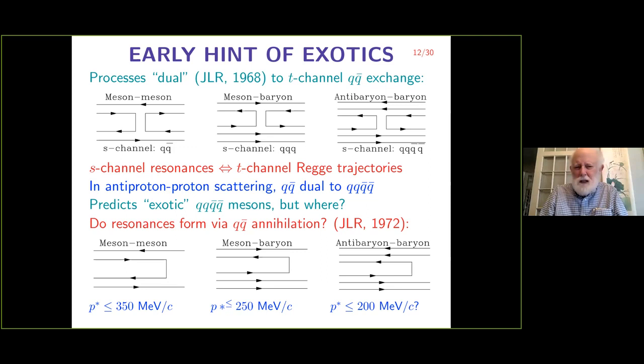always form a resonance. Meson-baryon systems, in which such annihilation can occur, can also form a resonance with p star less than 250 MeV/c. And so if one takes an optical point of view and talks about an effective size, which is a little bit larger for baryon-antibaryon annihilation, baryon-antibaryon should form a resonance below p star of about 200 MeV/c. As far as we know, this is true.